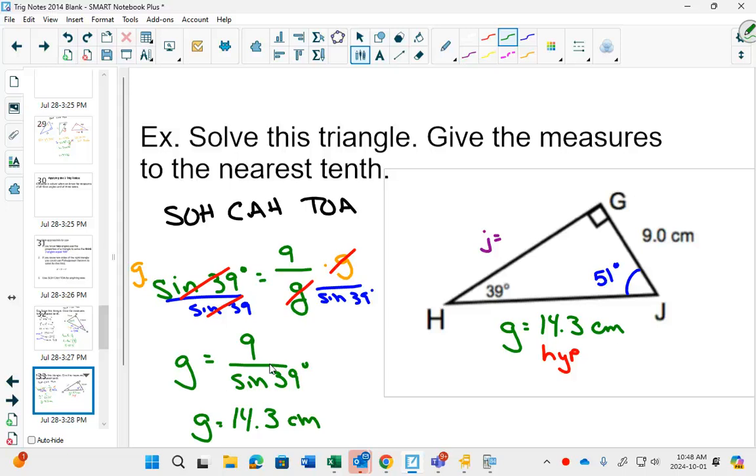Now the last thing that we have to find is J. And there are tons of options for J. To find side J, you could use a squared plus b squared equals c squared, because you know two sides. You could use sine, cosine, or tangent, because you know everything except for J. I'd like you to think about those. Of all the options that are there, there's only one option that uses the numbers that were given to us. And that would be, in my opinion, the best option for not making a mistake with rounding.